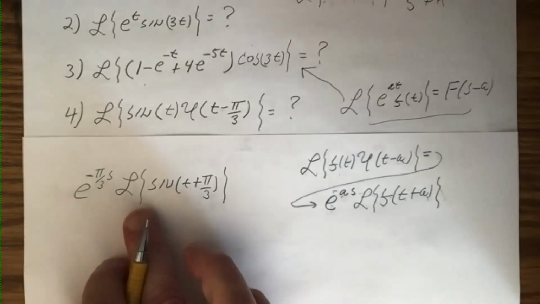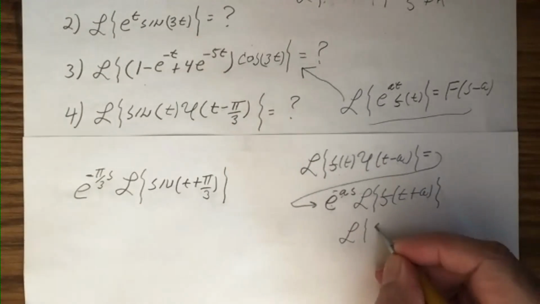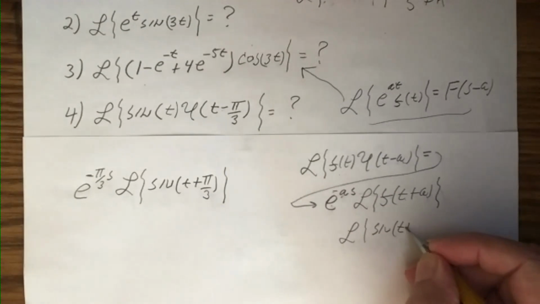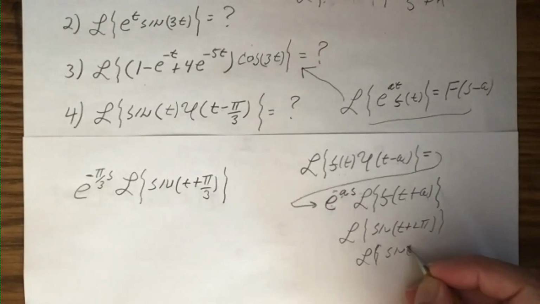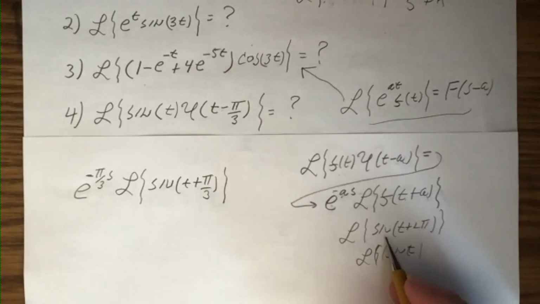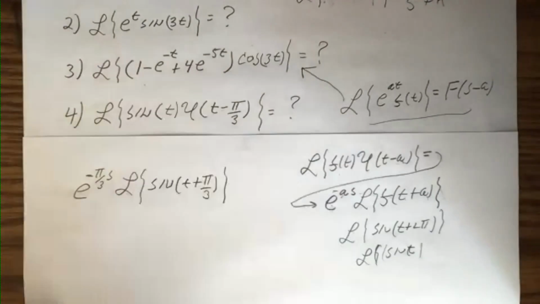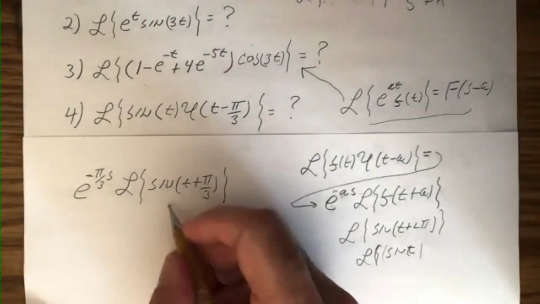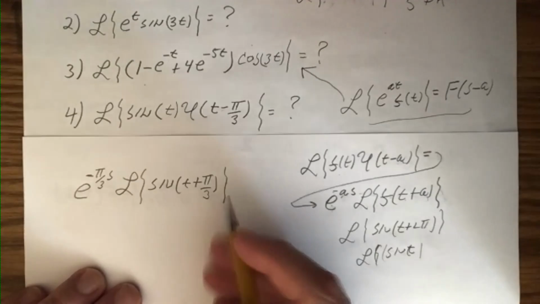Now, how do I figure out the Laplace transform of sine of t plus pi over 3? In previous examples we had the sine of t plus 2 pi, which is just equal to the Laplace transform of sine of t. And there was another case where we had the cosine of t minus pi, which is the same as minus the cosine. But here, how do I figure out the Laplace transform of sine of t plus pi over 3?